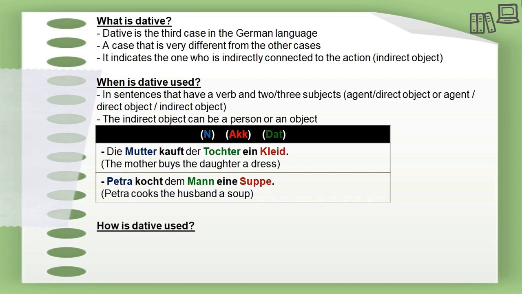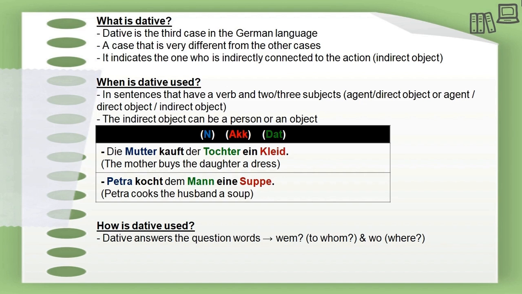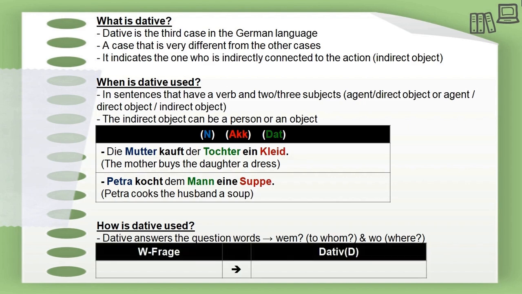How is dative used? Dative answers the question words wem, or in English to whom, and wo, or in English where. For example, wo steht der Junge? You can answer: der Junge steht hinter dem Tisch.